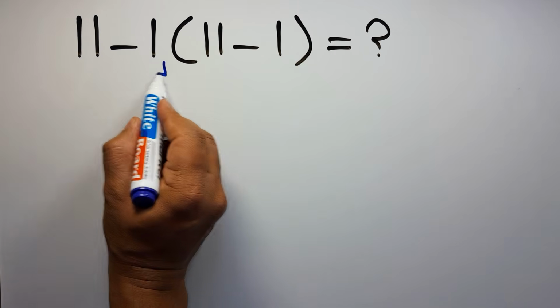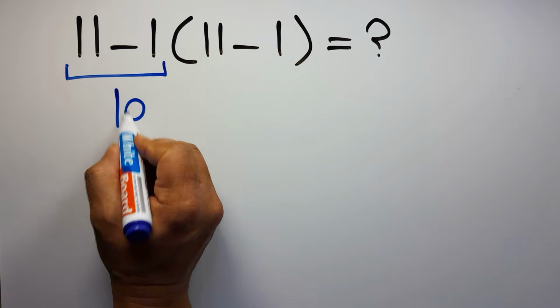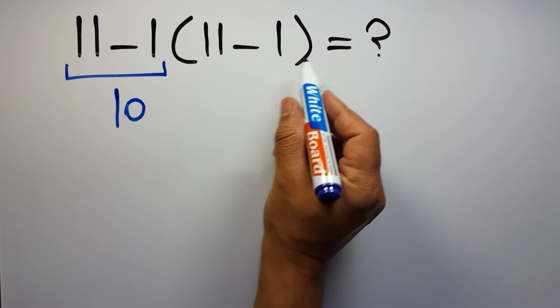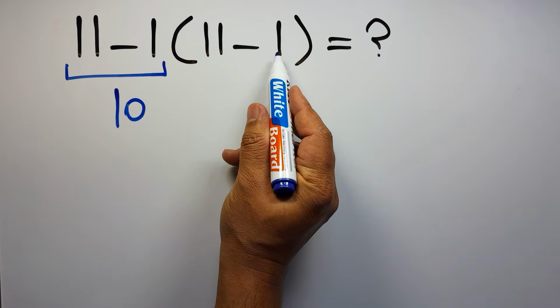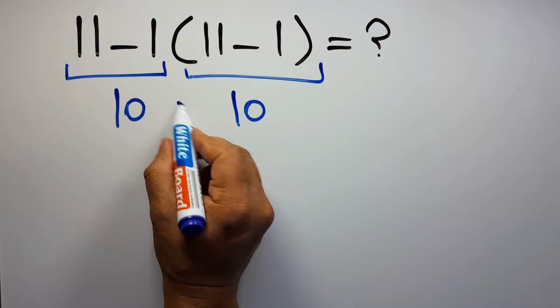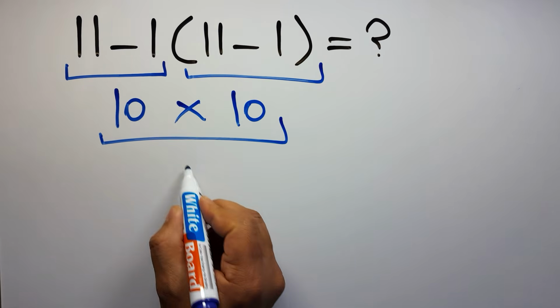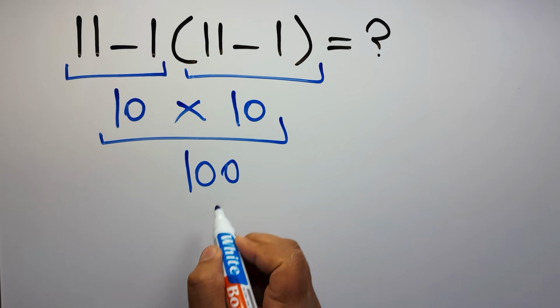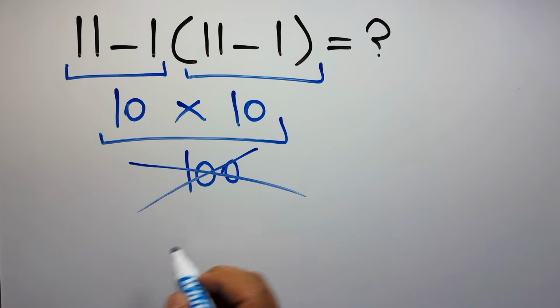11 minus 1 gives us 10. And again, here inside this parentheses, we have 11 minus 1. So 10 times 10 equals 100. But this answer is not correct.